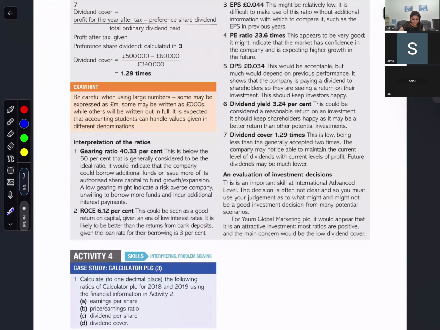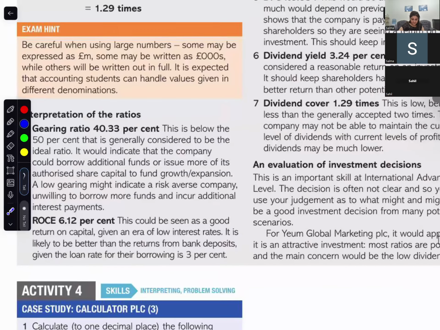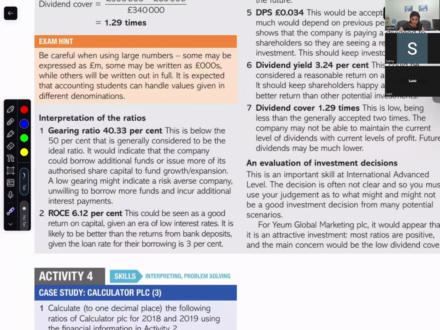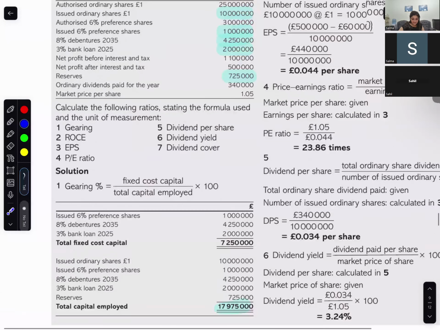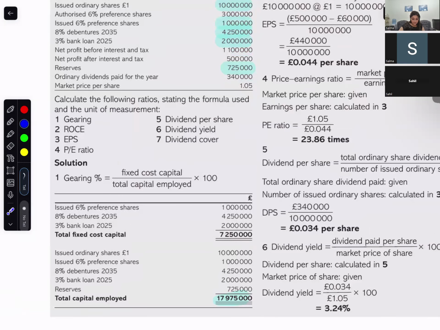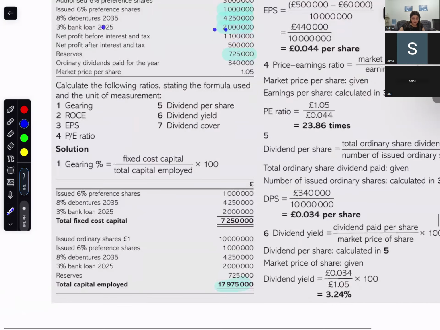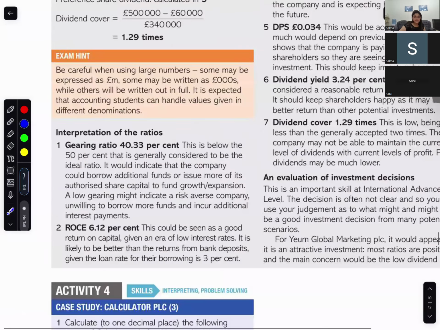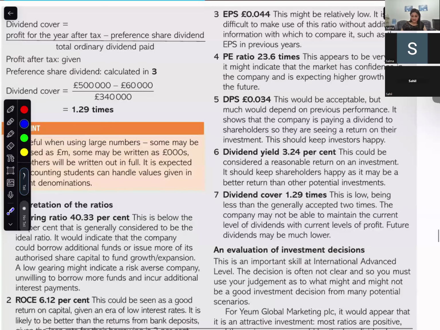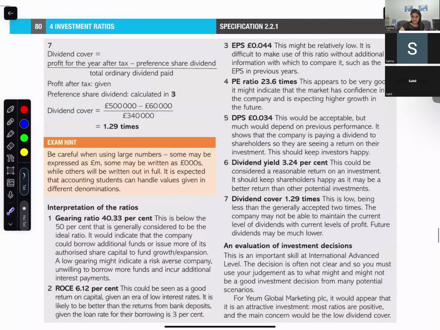Come on. ROCE, return on capital employed, 6.12%. It is good because your bank is charging how much percent? 3%. So if you're taking a bank loan, you're paying 3%. That means you are earning more. Okay, go ahead. I want you to write comments on everything and then we can discuss.